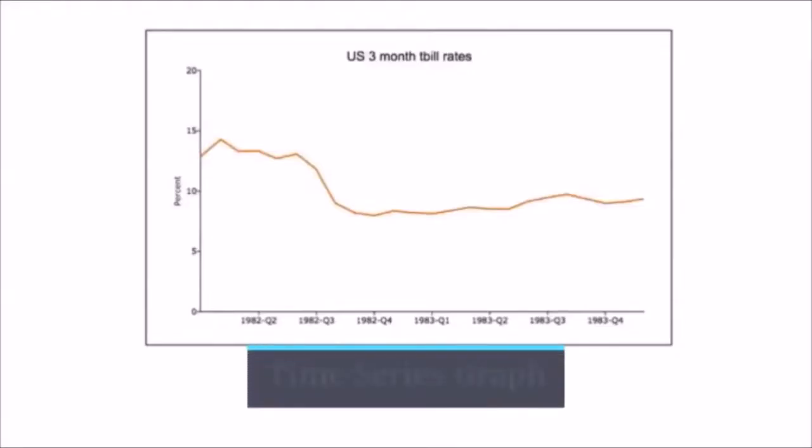Next, the seventh graph is the time series graph. A time series graph represents data that occur over a specific period of time under observation. In addition, it shows a trend or pattern of increase or decrease over the period of time.